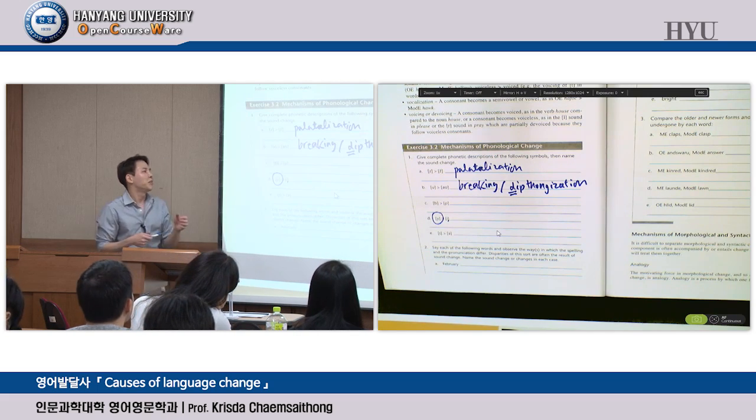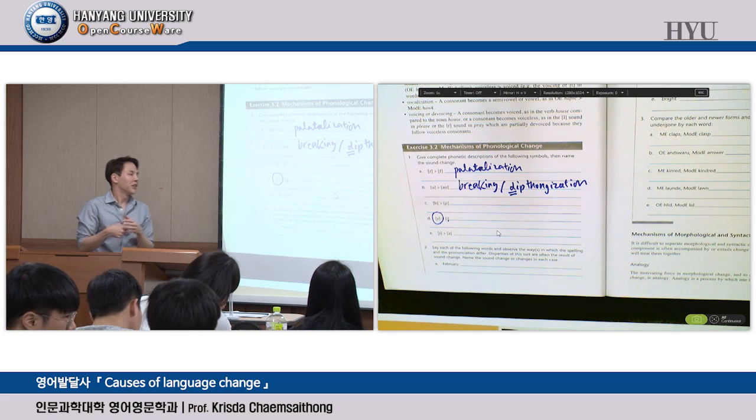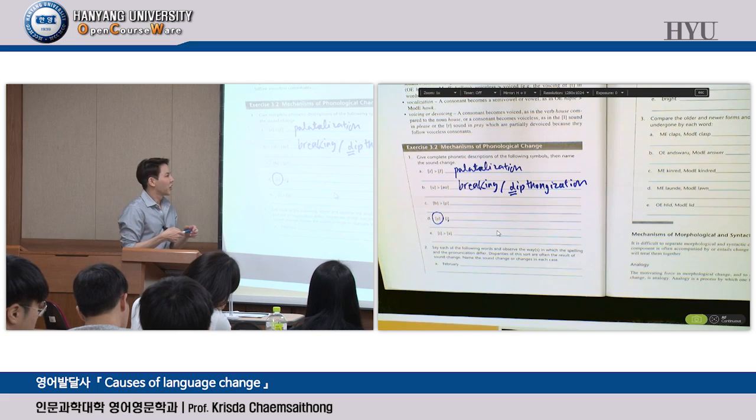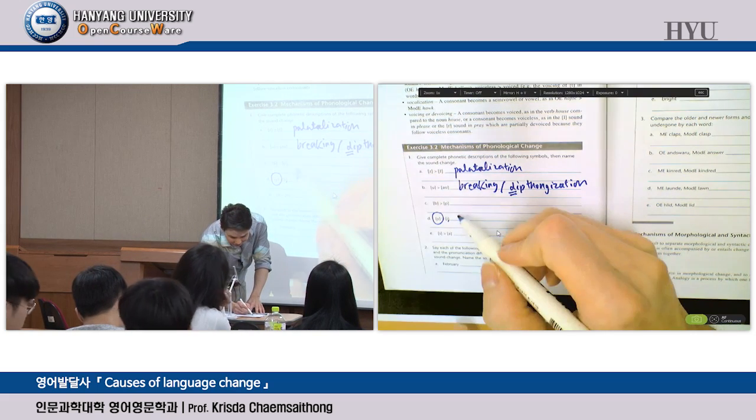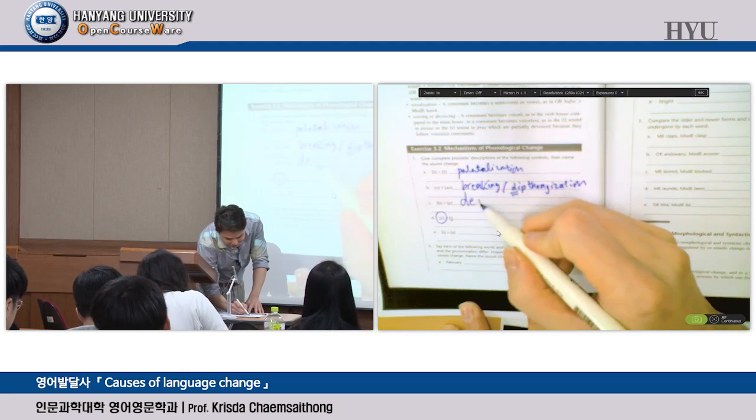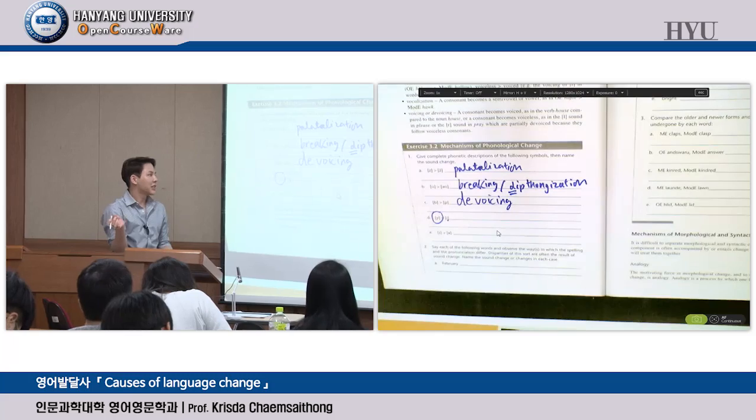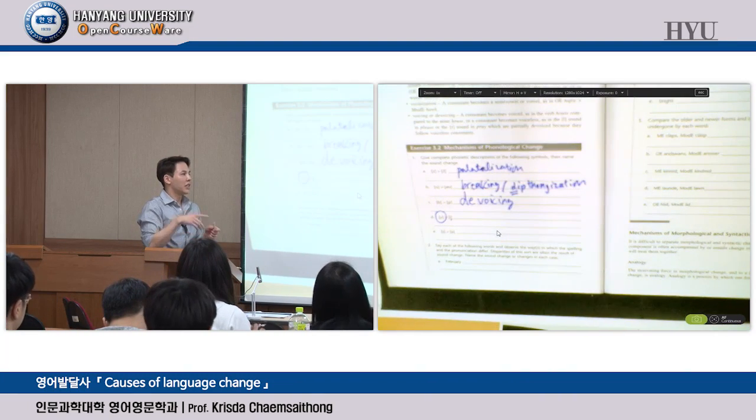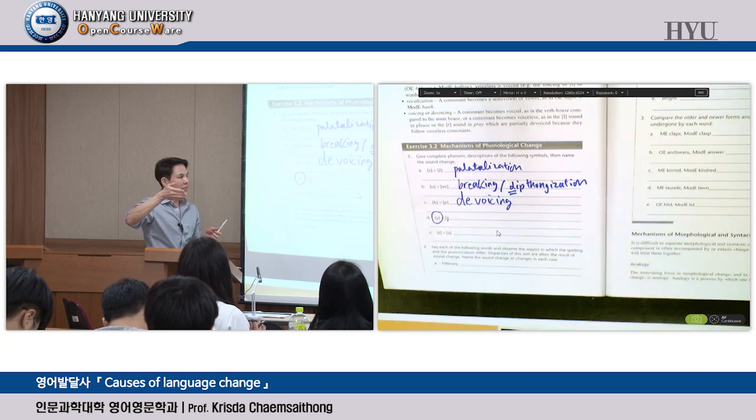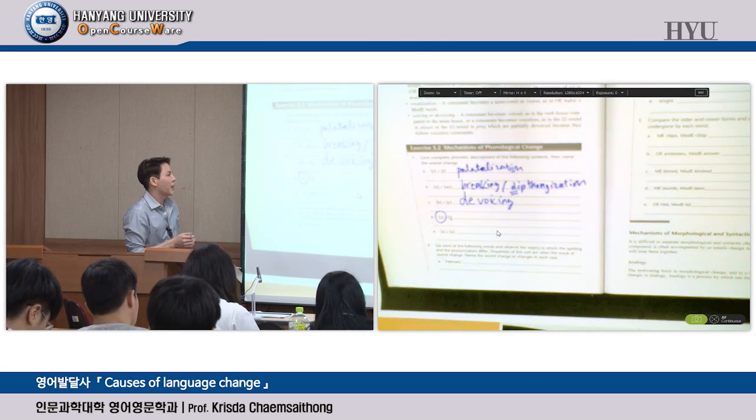Number C. Who would like to do number C? This one is easy. B goes to P. What change happened? Devoicing, right? So devoicing. Why? B is voiced, P is voiceless, so we have devoicing, right? Devoicing usually occurs when a sound occurs in the last position, right?